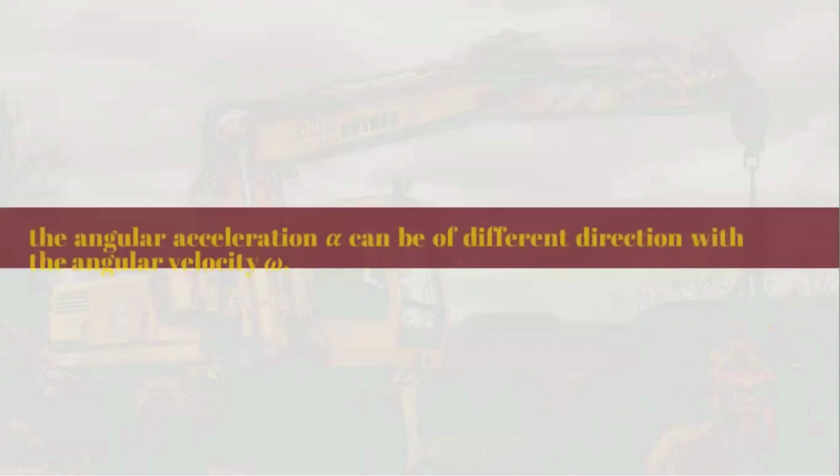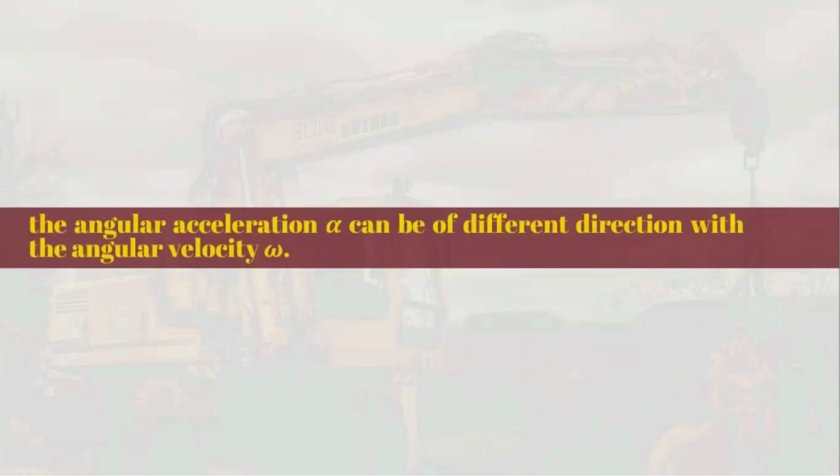So let us analyze this further. Let us take note in this analysis that the angular acceleration, denoted by the symbol alpha, can be of different direction with respect to the angular velocity. So it could be that angular acceleration is counterclockwise and angular velocity is clockwise. It means that our object is decelerating if they are in the opposite direction. If they are the same, then it must be accelerating.